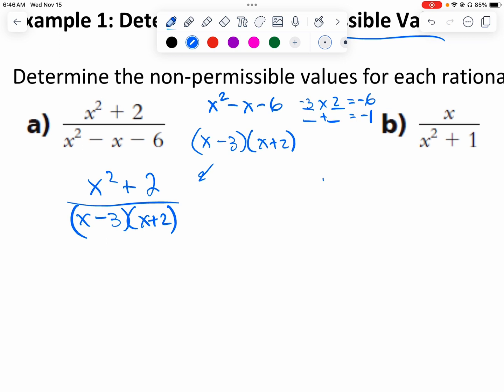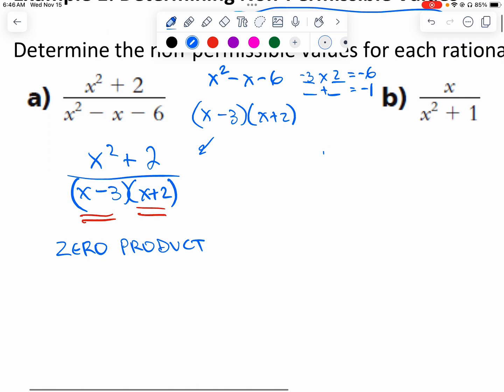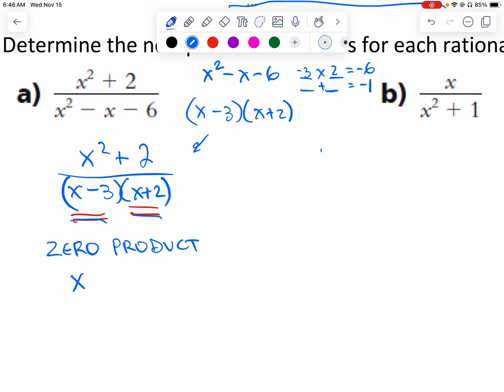Now to determine our non-permissible values, we say, well, what values can we put in for x that makes these things 0? So what we're going to use again is our zero product law. And remember that our zero product law means that if we make either one of these things 0, then our denominator is going to be 0, and then that makes this undefined. So you take each of those, you take your x minus 3. What is going to make that value 0?